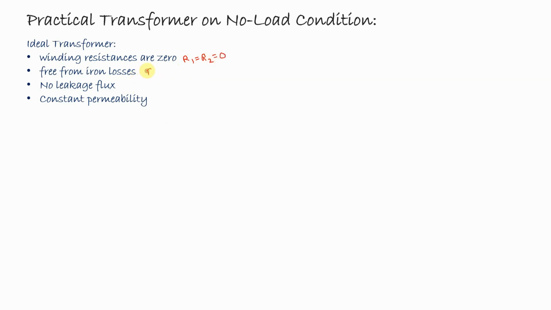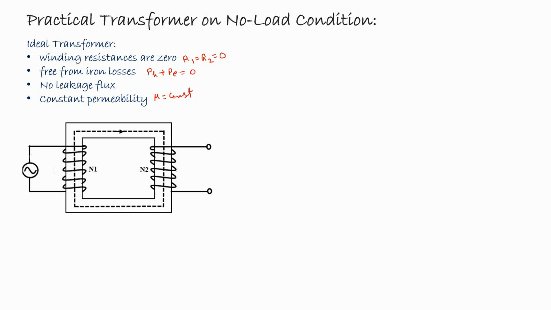Iron loss is the sum of hysteresis loss and eddy current loss, and this value should also be equal to 0. There is no leakage flux, and we consider the permeability to be constant. If a transformer satisfies these points, then we consider the transformer as ideal. But in real life, the ideal transformer is an imaginary concept. The transformer cannot be ideal.